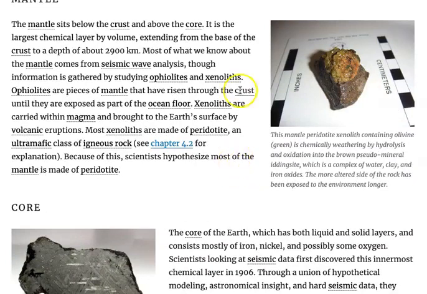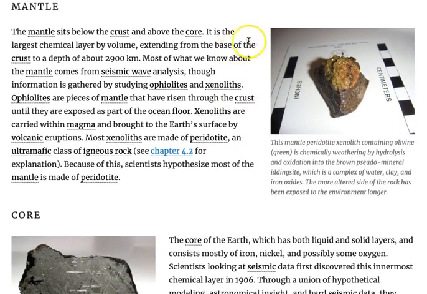The mantle sits below the crust and above the core. It is the largest chemical layer by volume, extending from the base of the crust to a depth of about 2,900 kilometers. Most of what we know about the mantle comes from seismic wave analysis, though information is gathered by studying ophiolites and xenoliths. Ophiolites are pieces of the mantle that have risen through the crust until they are exposed as part of the ocean floor.